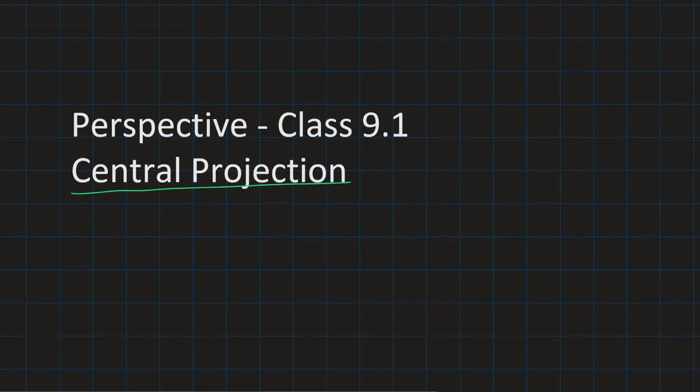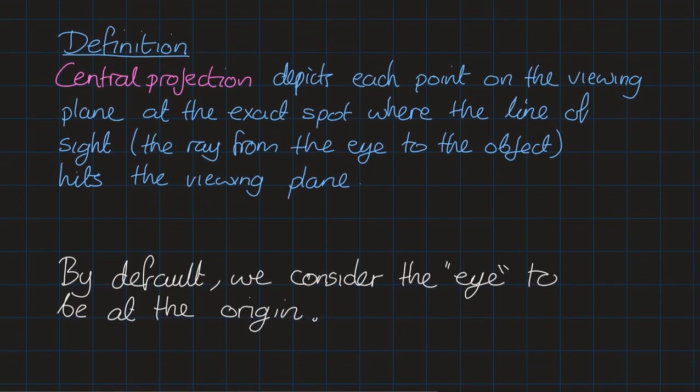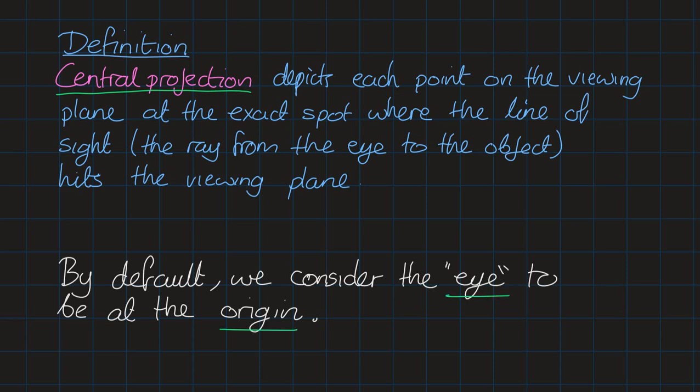Let's just go straight to the definition. So central projection depicts each point on the viewing plane at the exact spot where the line of sight, so the line of sight is just the ray from the eye to the object, hits the viewing plane. And by default, we always consider the eye to be at the origin.